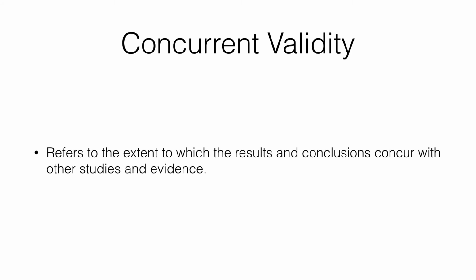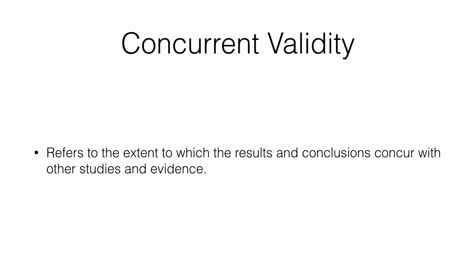Concurrent validity refers to the extent to which the results and conclusions concur with other studies and evidence. So let's look at an example. Milgram in 1963 studied the effects of obedience to authority. Milgram's results concurred with many replications of the study, and therefore Milgram's study was high in concurrent validity because we saw that 26 participants out of 40, 63%, reached 100% on the volt machine, if you've seen the study, and this was actually found again and again across cultures to be around 65% of people would continually comply with an authority's requests.